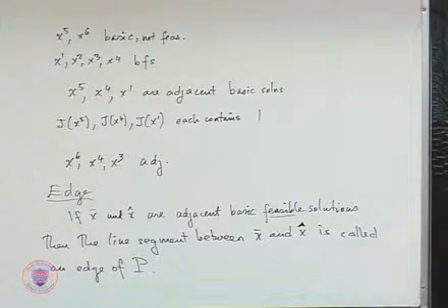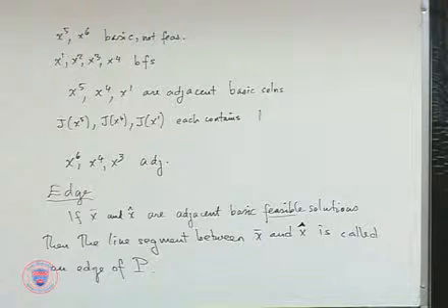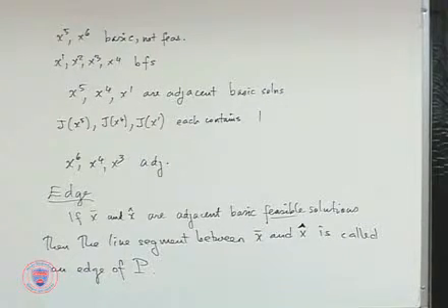The line segment between x bar and x cap is the set of all points that can be generated as a convex combination of these two points, right? That's the definition of line segment.